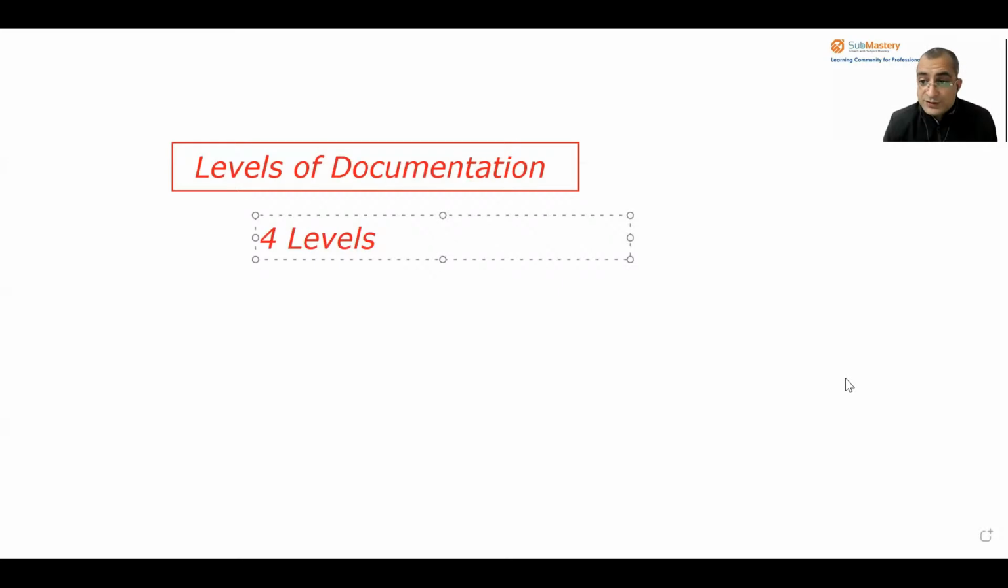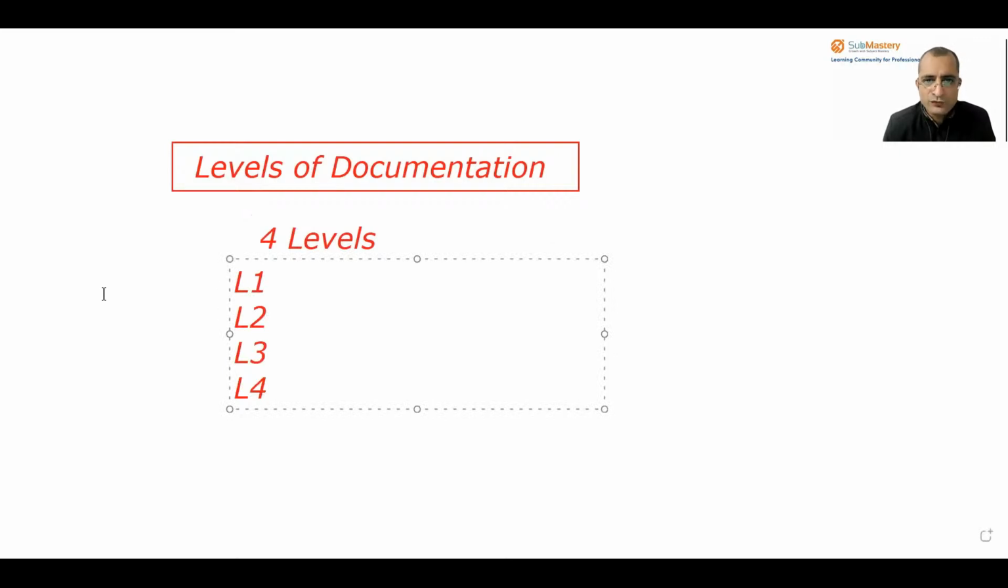There are 4 levels of documentation. So what are these 4 levels? Many of you might be aware, but some of you might not be. It's okay. Let's see this one by one. If you see, these are the 4 levels of documentation: level 1, level 2, level 3, level 4.